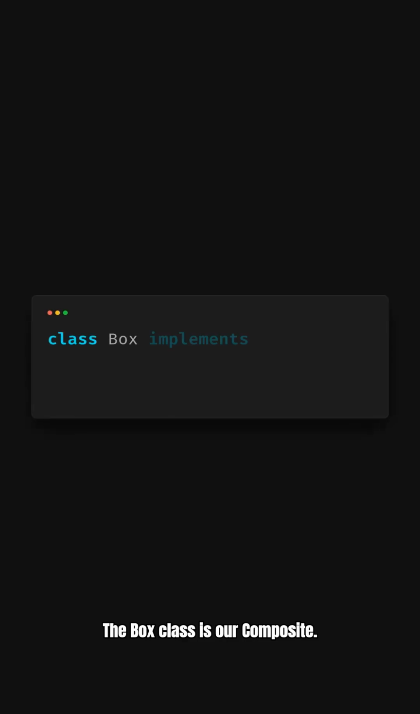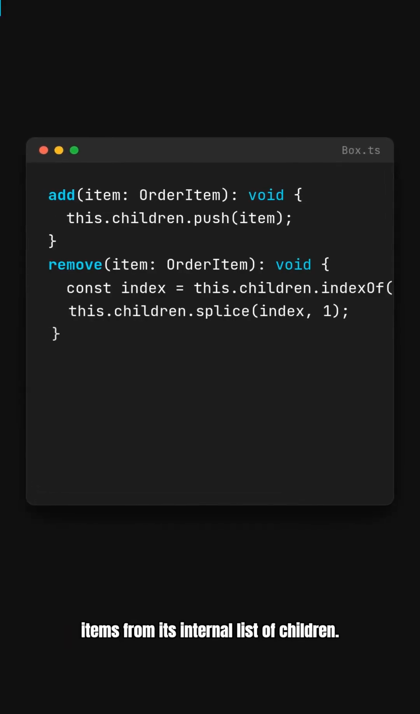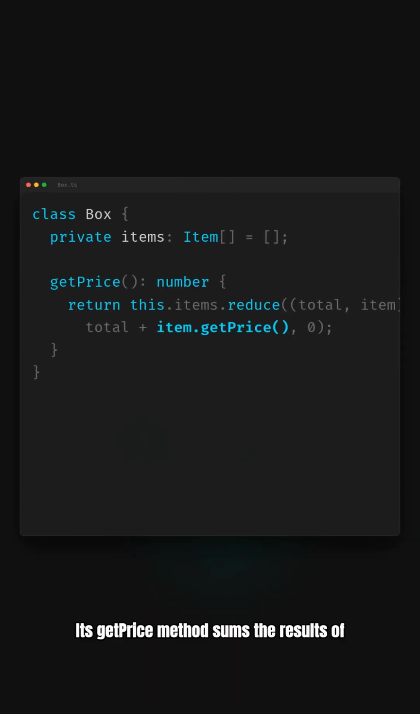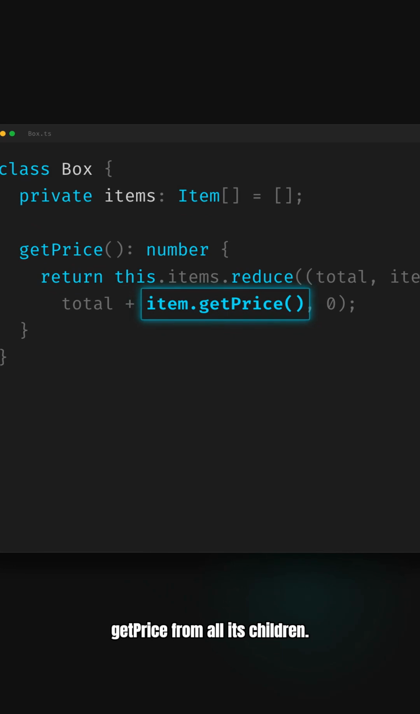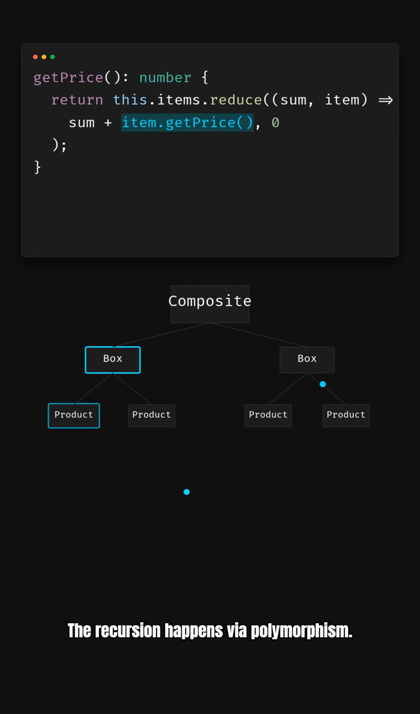The box class is our composite. It manages a collection of order item objects. It includes methods to add or remove items from its internal list of children. Here is the magic. Its getPrice method sums the results of getPrice from all its children. If a child is a box, it triggers its own internal sum. The recursion happens via polymorphism.